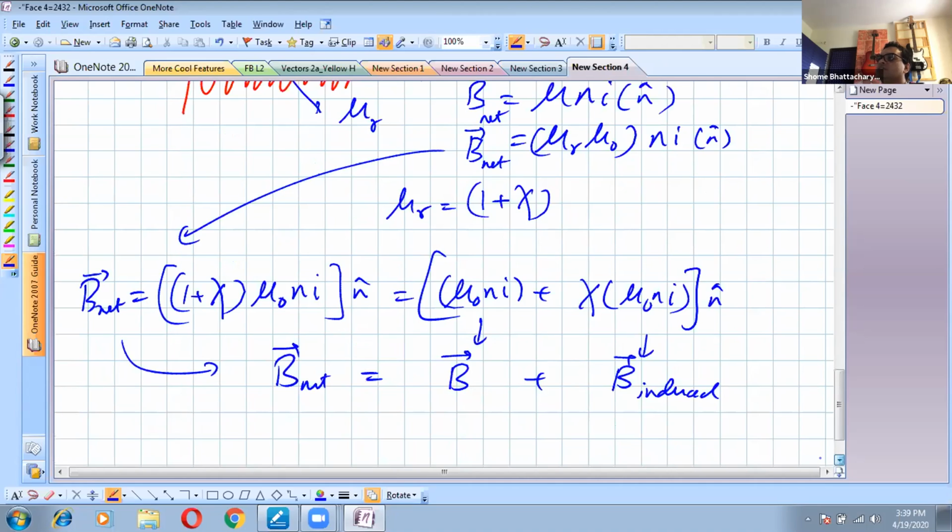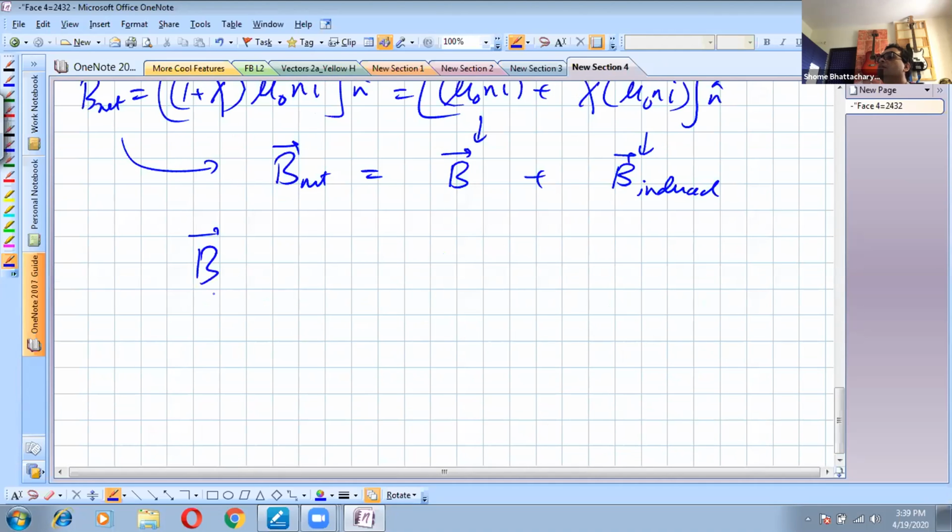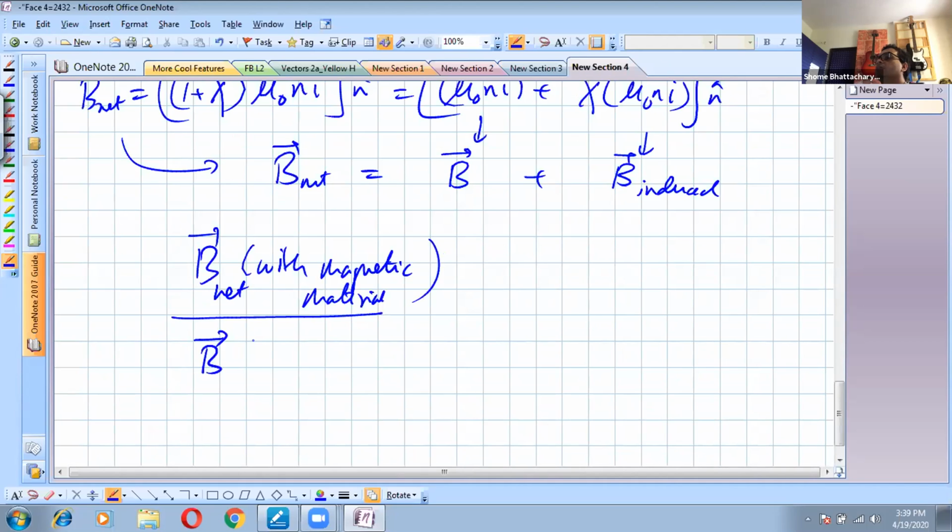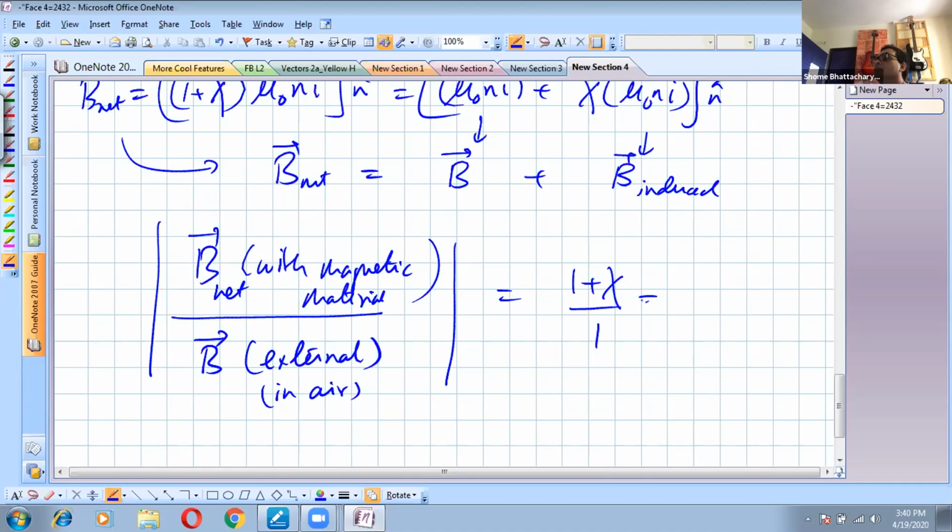So basically what happens is if you compare the net field with the magnetic material, with respect to the field just because of the external agent and no material in between, in air, you take the ratio of their mods, that is nothing but 1 plus chi is to 1, or that is what we define as the relative permeability. Just like you have the dielectric constant being a dimensionless quantity, you have the relative permeability. So this is the concept.